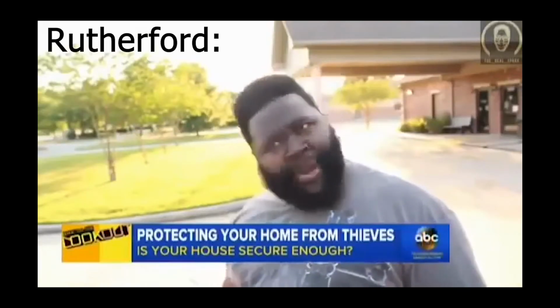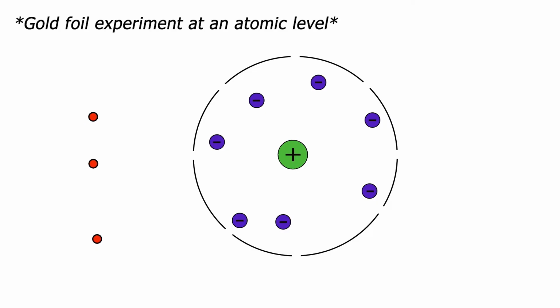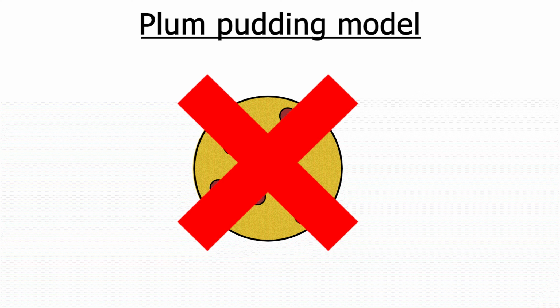Hold up, wait a minute, something ain't right. Most particles did go straight through the gold sheet. Some deflected more than anticipated, and a small number repelled and deflected backwards. So, using this updated information, Rutherford was sure that the plum pudding model couldn't be correct.